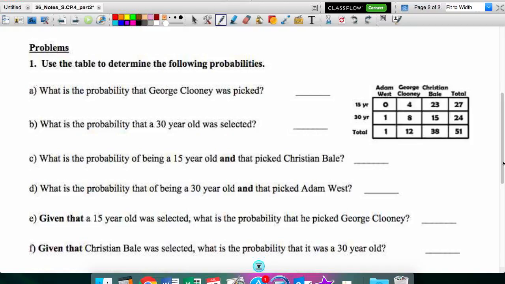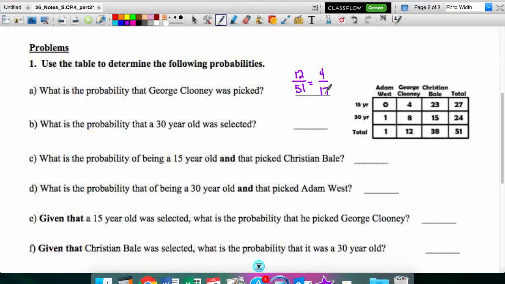Part A, what is the probability that George Clooney was picked? So this is not an intersection, a union, or a conditional probability. It's a basic probability. So how many George Clooneys were there? 12 out of 51. I noticed that both of these are divisible by 3. 12 divided by 3 will give me 4, and 51 divided by 3 will give me 17. So 4 out of 17.